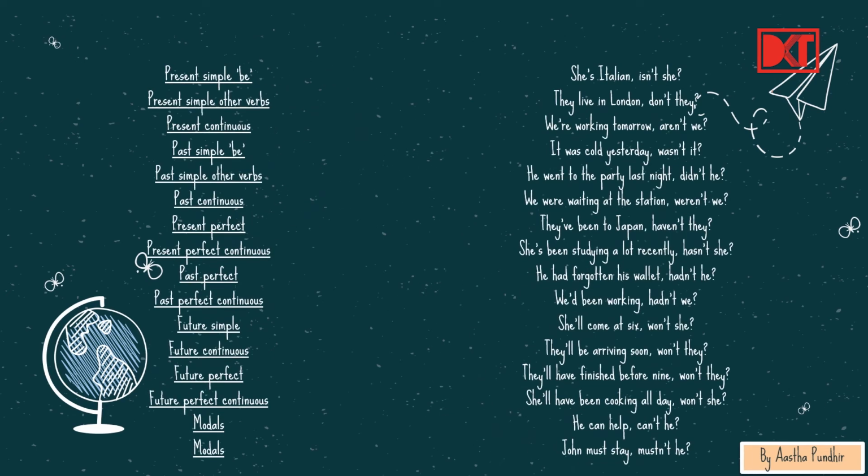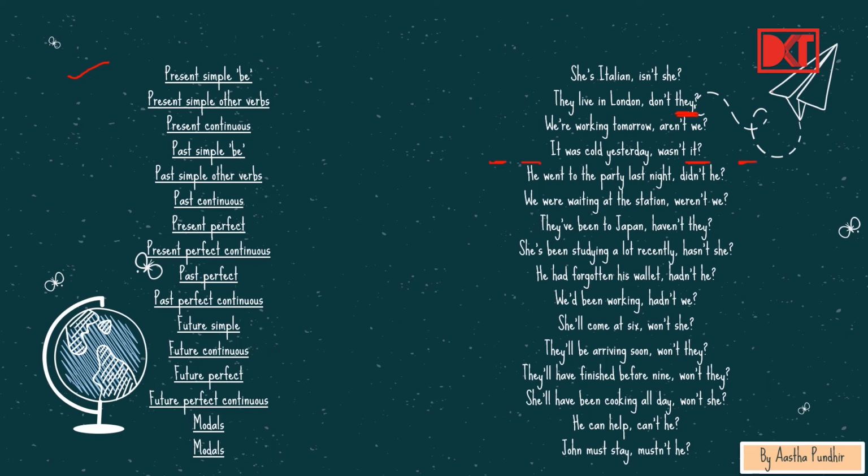Alright, so here I have given you a list of positive statements and negative question tags in all these tenses, like present simple conjugating with be. She's Italian, isn't she? Then present simple with other verbs can be used as, like here, they live in London, don't they? Present continuous, we are working tomorrow, aren't we? Past simple in be, it was cold yesterday, wasn't it? Here you see all the verb is the same, the subject is the same.